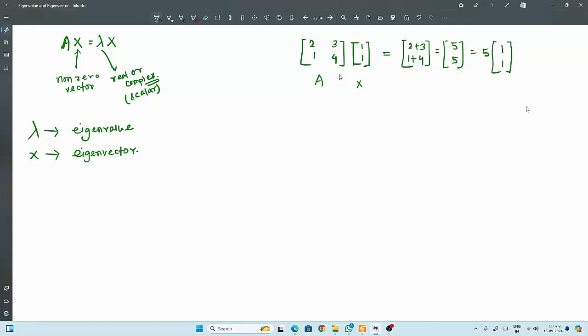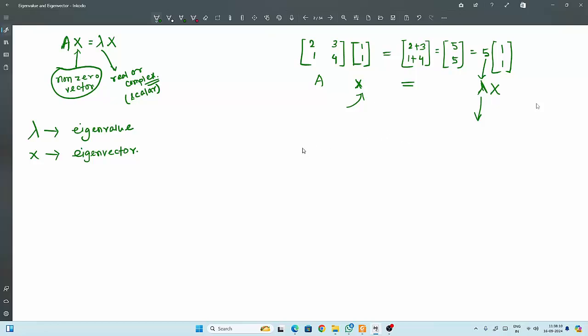That means after Ax, this x is unchanged and you get some constant value lambda times the x vector again. This is not always possible for a matrix, but if such an arrangement comes, where you can find an x giving Ax equal to lambda x, then lambda is called the eigenvalue and this non-zero vector X is called the eigenvector. Zero will never be an eigenvector, because an eigenvector is always a non-zero vector.